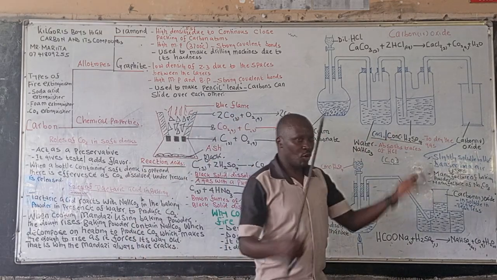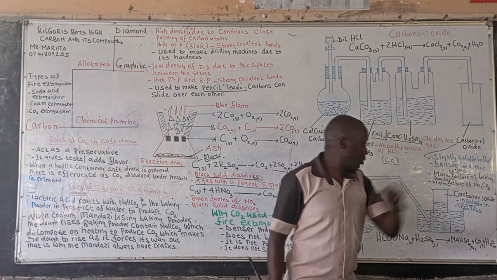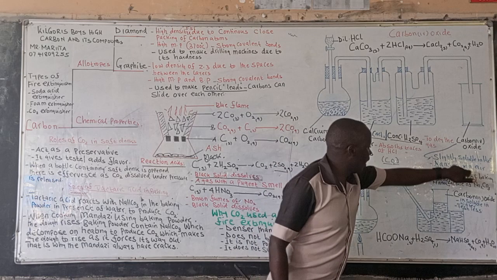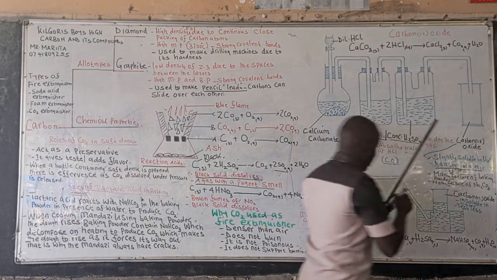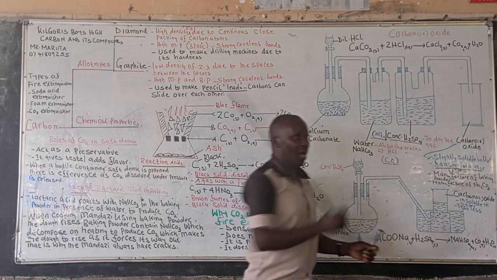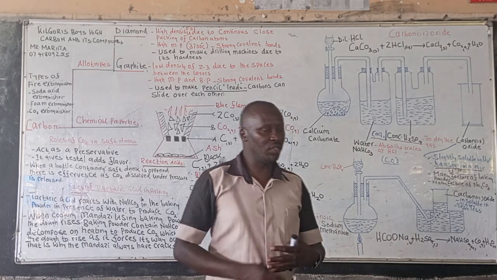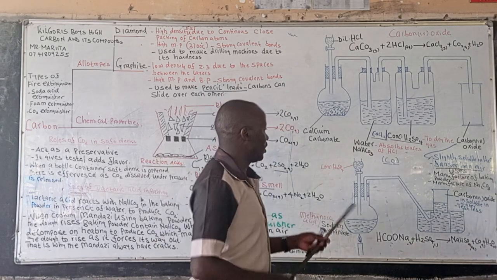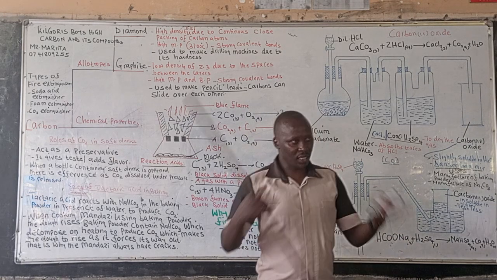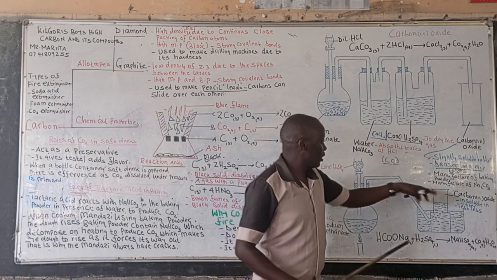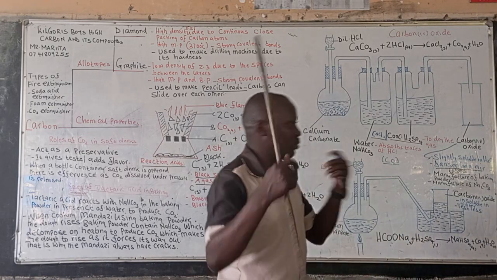So, under the physical properties, the gas is slightly soluble in water. It is denser than air, and that is why it is collected by downward delivery, as you can see on that diagram. And also, you will be required to give uses of the carbon dioxide gas. It can be used in the manufacture of baking powder. It can also be used in the manufacture of sodium hydrogen carbonate in the Solvay process.